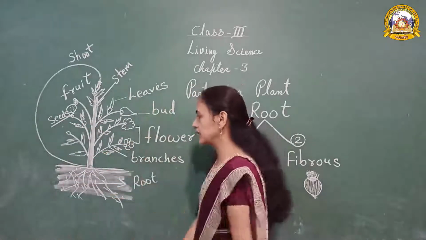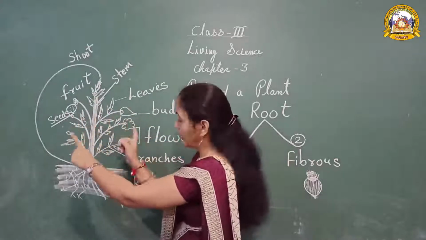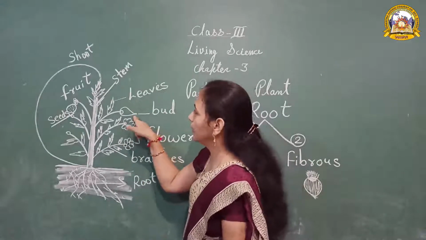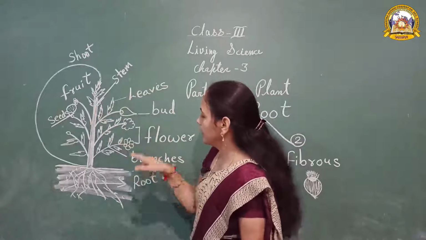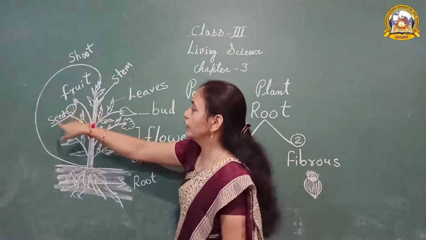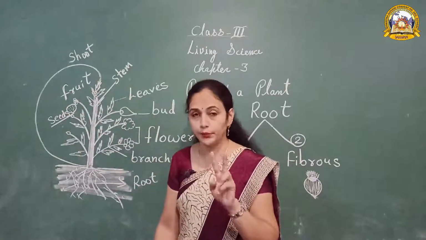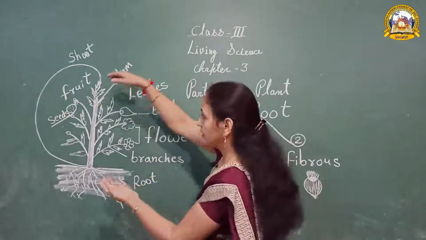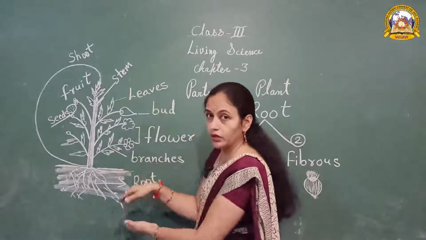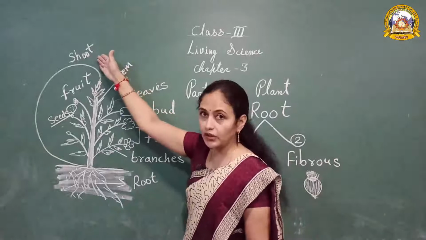Now repeat it again. This middle part is called the stem. These parts are called the branches. These are the flowers. This is the bud. These are the leaves. Below the ground is called the root. This is the fruit. Inside the fruits, seeds are there. So a plant has two parts. This part is called the shoot, and this part below the ground is called the root.